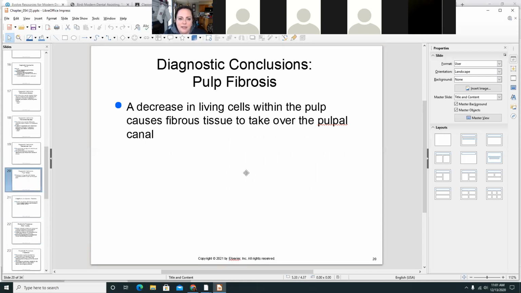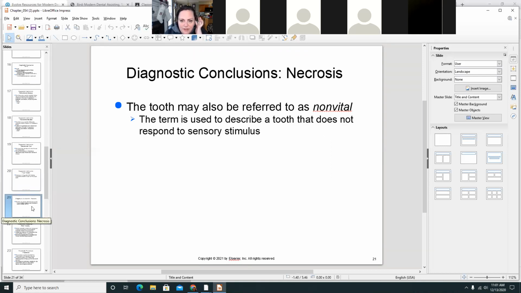Pulp fibrosis, a decrease in living cells within the pulp causes fibrous tissues to take over the pulpal canal. Okay, so once these fibrous tissues take over the pulp canal, what happens? What does it do to the pulp? Kills it, right? The tooth may also be referred to as non-vital, meaning what?